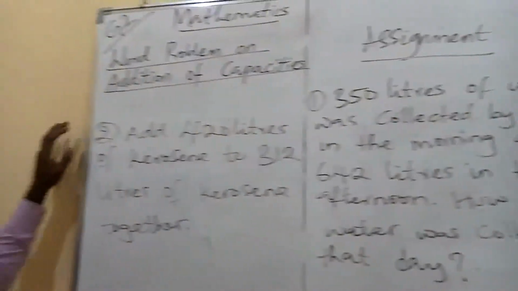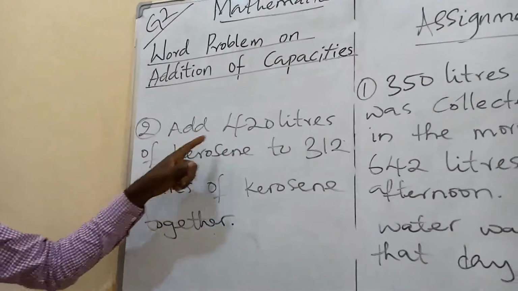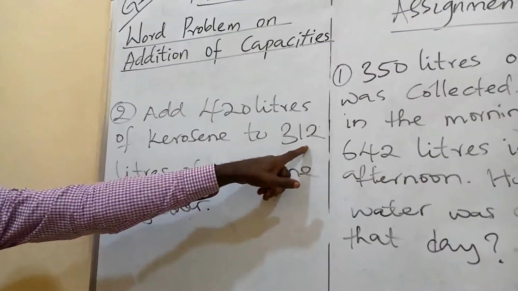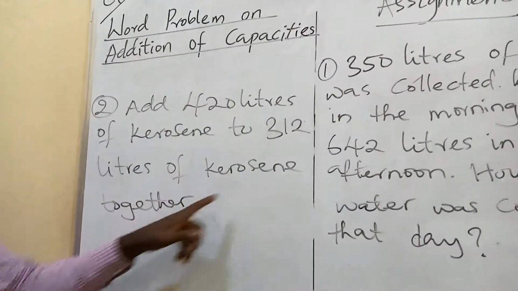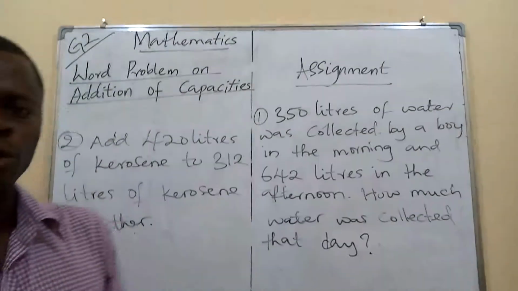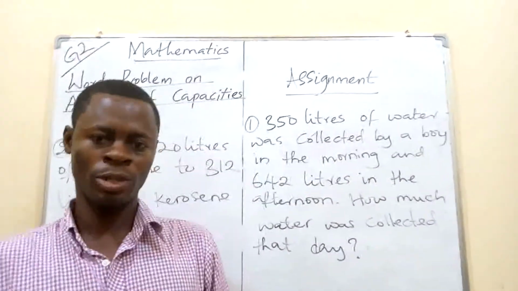And question number 2. Add 420 liters of kerosene to 312 liters of kerosene together. Alright? That's all I have for you for your assignments for this week.